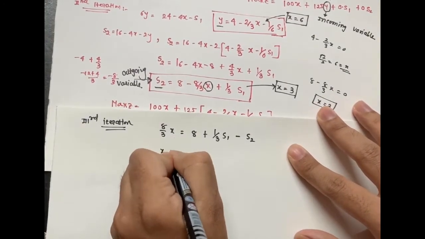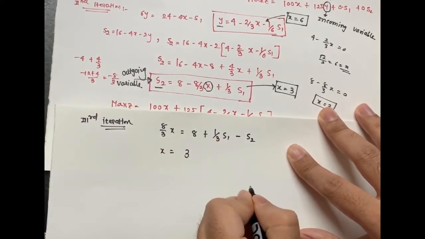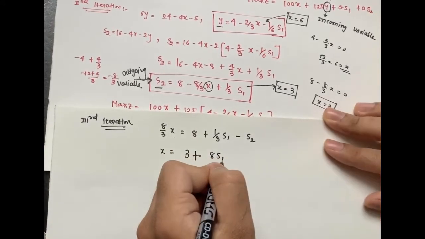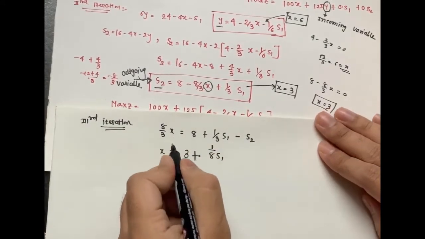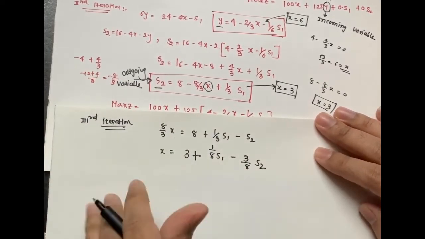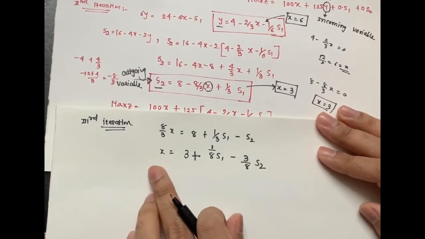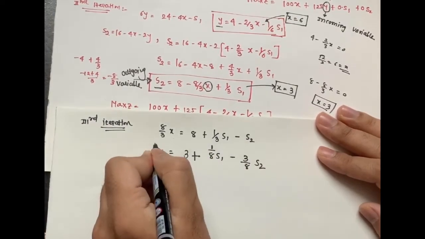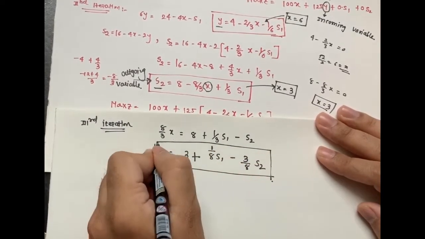So x equals, here what I'll get, 3 by 8 means 3, plus 1 by 8 s1 minus 3 by 8 s2. Yes, this is what I am getting as the equation for x. X equals 3 plus 1 by 8 s1 minus 3 by 8 s2. This is my first equation.